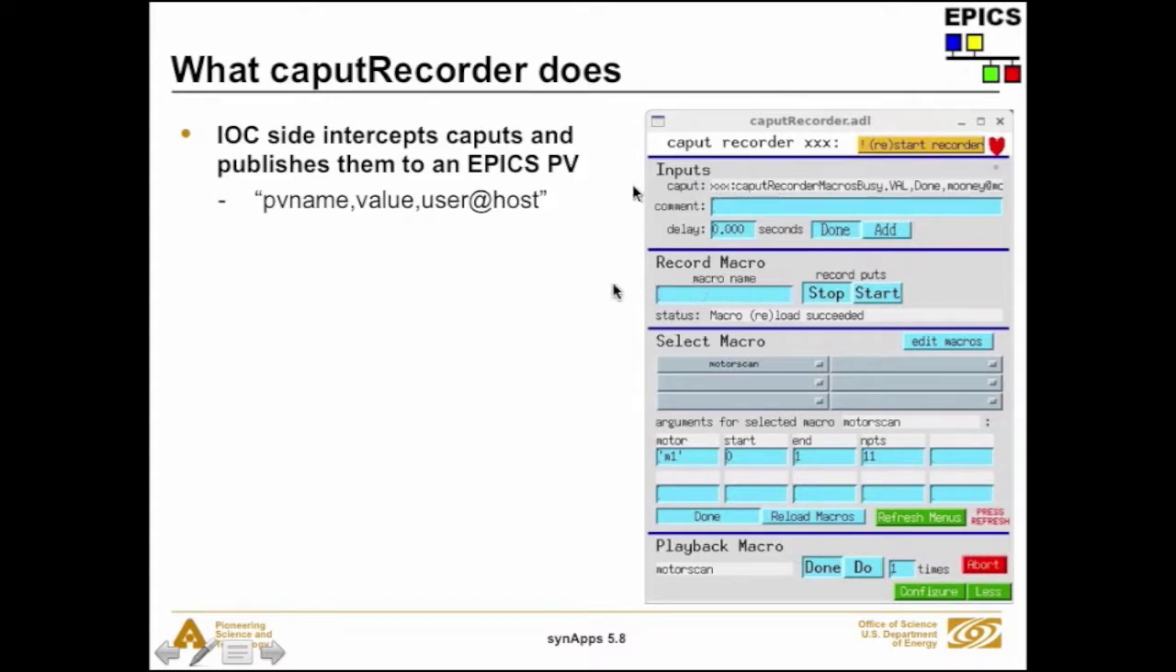It's this guy, and it has this form. There's the name, and there's the value, and the user at host. And that's all the information that you get. So each IOC that runs caputRecorder, or at least the server side of caputRecorder, is going to publish at least this PV.